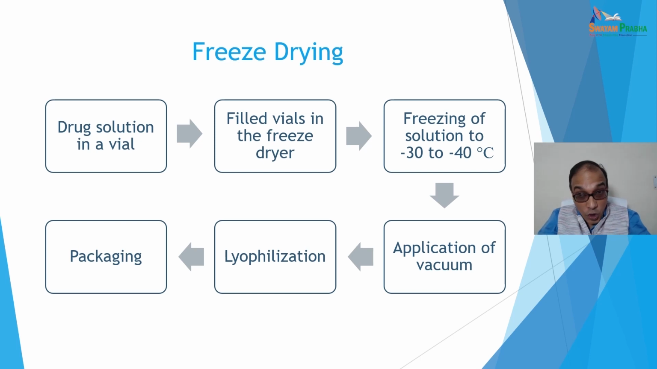You will take the drug solution into the vial. These filled vials are kept in the freeze dryer, and the freezing of the solution is done to -30 to -40 degrees Celsius. Vacuum is applied, as required, and the lyophilization is done, and the lyophilized product is collected and packaged.